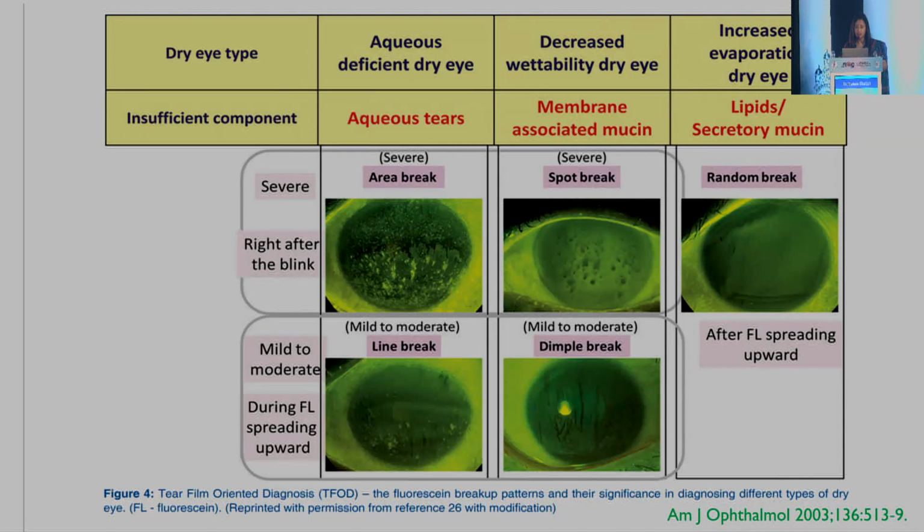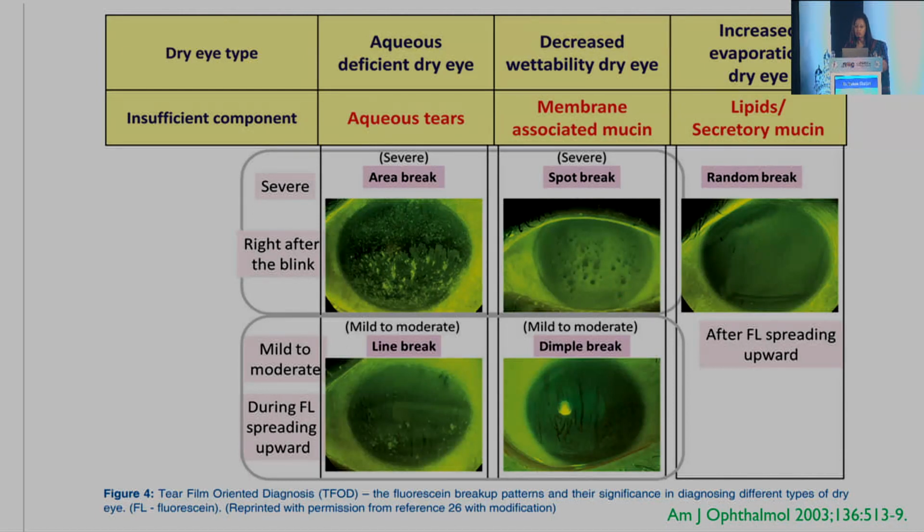The first column you can see is of aqueous deficient dry eye. The first picture you're seeing has areas of break. If after the first blink you can see these areas of break, then it is definitely a severe form of aqueous deficient dry eye. Whereas if you can see a line break, which is visible in the lower photograph, then this is a kind of mild to moderate aqueous deficient dry eye. So you need to add on lubricants as per the patient need.